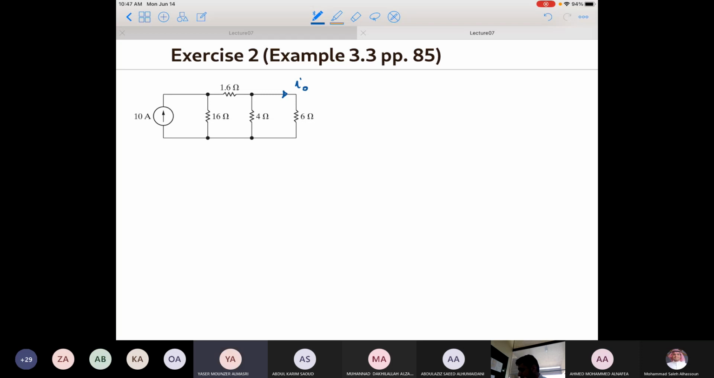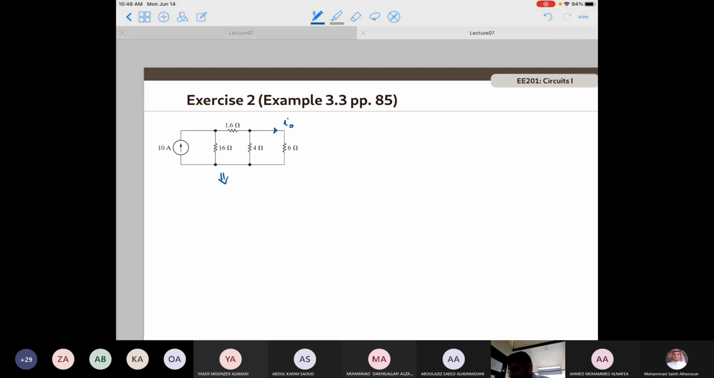Yes, first we need to combine the resistors in parallel, 6 and 4. And it will be 2.4. And then we will combine the 1.6 and 2.4, and they will be in series. Okay, excellent. Okay, very good.